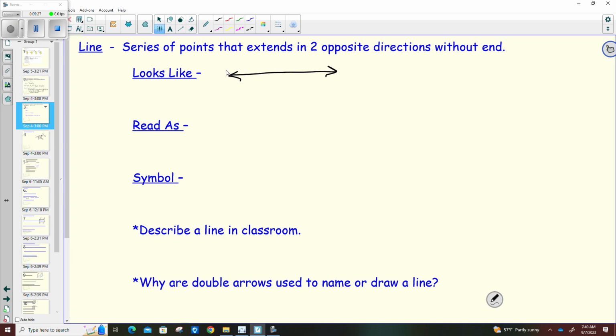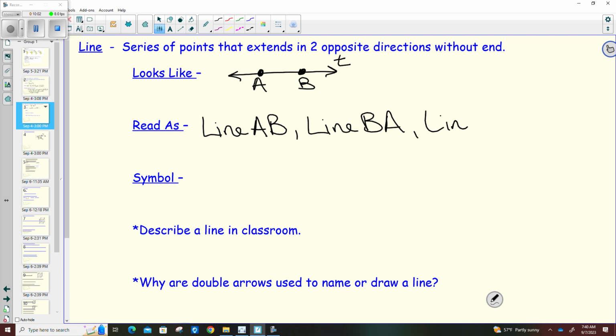To be able to label it, we have a couple different things that usually show up on the line. Lots of times, a couple or more points will be labeled on the line. So I just picked two random points on the line. I put an A and a B. Sometimes we will use a lowercase letter just by the line, and that can also name the line for us. So when we read it, we can read it as line AB. But line AB is exactly the same thing here as line BA.